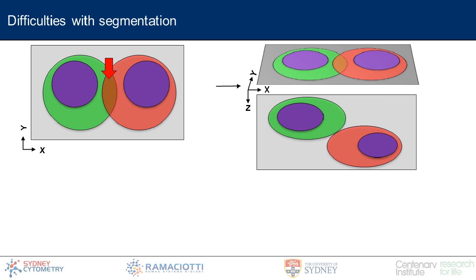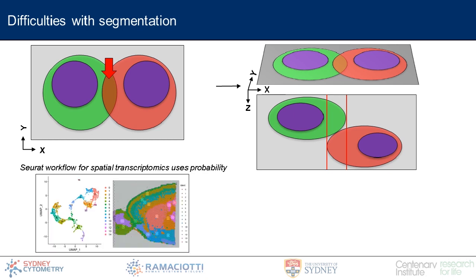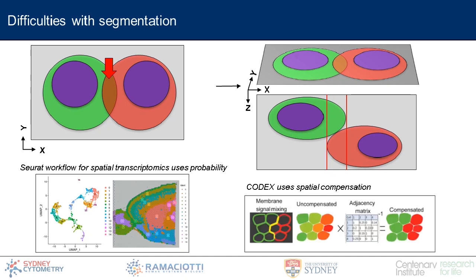This problem means that we don't ever have perfect segmentation. In this case, the red cell contains some of the green signal, and the green cell contains some of the red signal. So we don't have perfect segmentation here because we just can't get that from our images. Different technologies and analysis approaches will try to approach this differently. Some technologies, such as the Resolve workflow for spatial transcriptomics, do this on a probability basis. They figure out probability scores for each cell and what it is most likely to be, rather than just taking these protein profiles, or in their case RNA profiles, at face value.